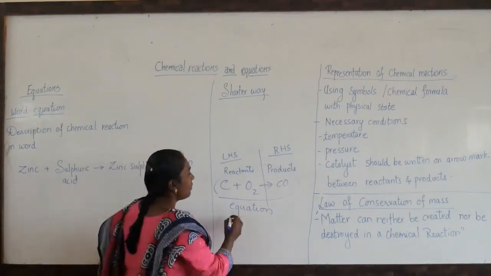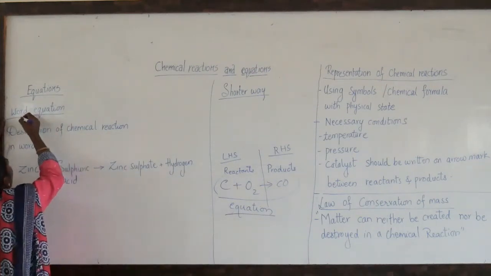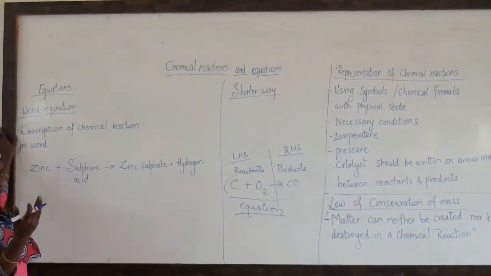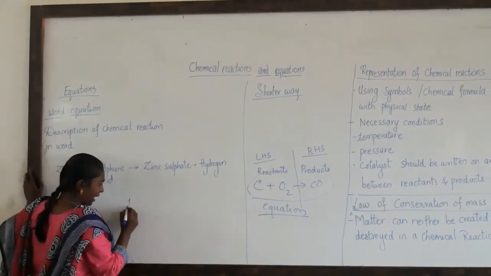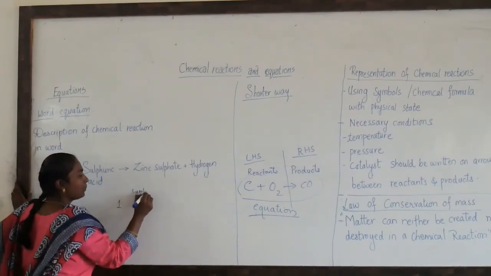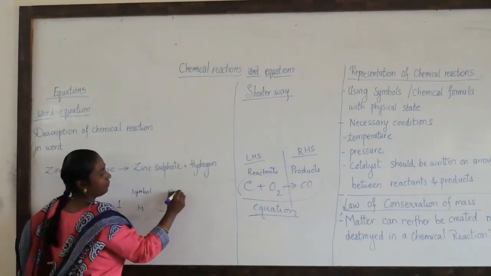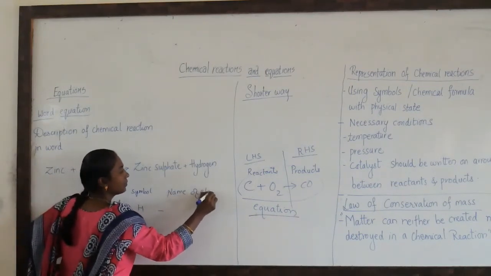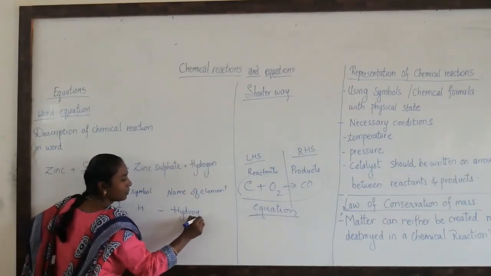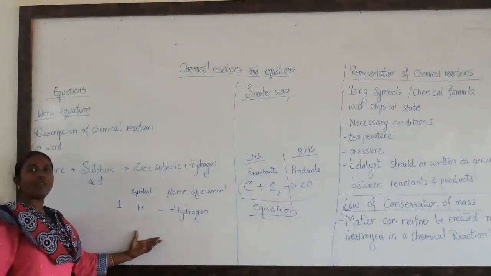Now these equations are written in two forms. The first is called the word equation. Now what is this word? Word refers to, as I told you in the first class, I had written the atomic number, the symbol, that is hydrogen, and then the name of the element, that is hydrogen. I am just giving you an example taking one element. So we have a list of elements, right?